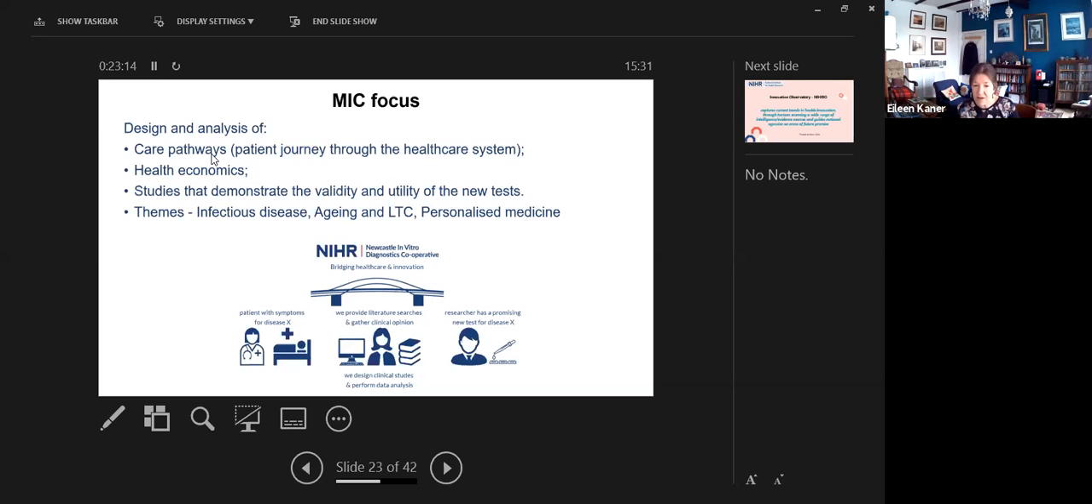And our MIC's got 3 key themes, which are about infectious disease. Again, COVID is one there, aging, and personalised medicine.